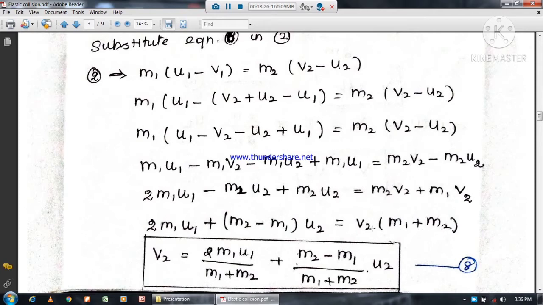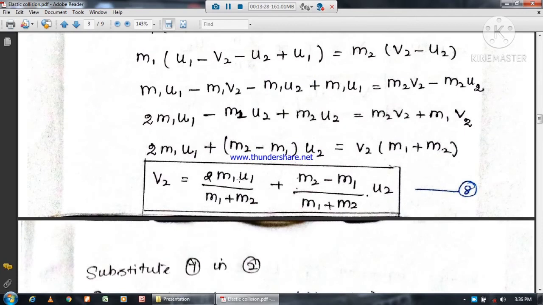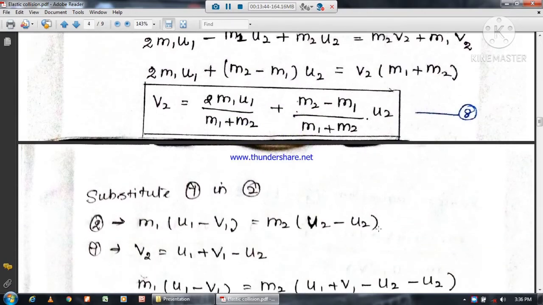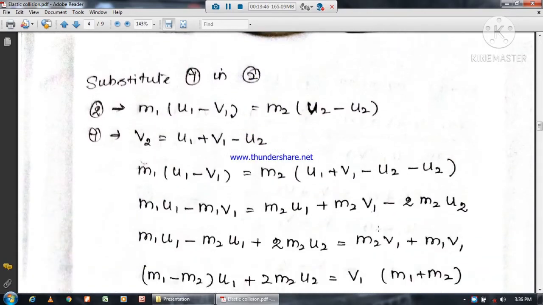v2 is equal to 2 m1 u1 divided by (m1 plus m2) plus (m2 minus m1) divided by (m1 plus m2) into u2. This is the velocity for second body, that is v2, final velocity of the second body. Okay, now we are going to find the final velocity of the first body, that is v1. Now we substitute the equation number 7 in 2.